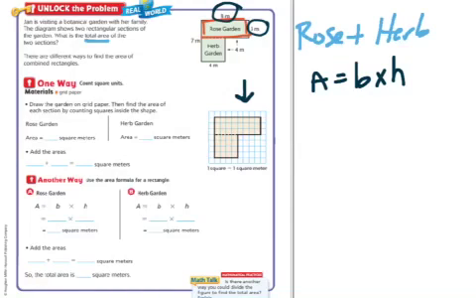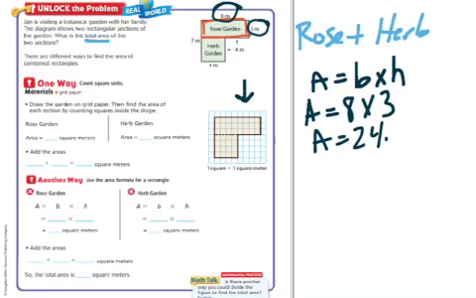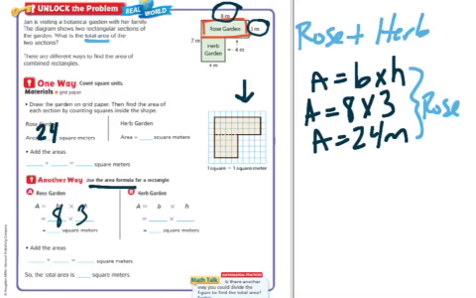So the first thing we're going to do is, for our rose garden, find our area. So area equals 8 times 3. Area equals 24 meters. And this is for our rose garden. Okay, let's go back over here. So the area is 24 meters. Down here is where we're finding using the area. So area equals base times height, area equals 8 times 3, and area equals 24 meters.